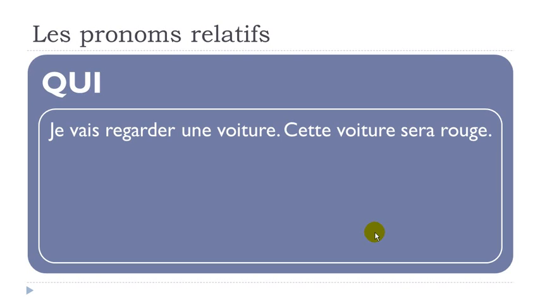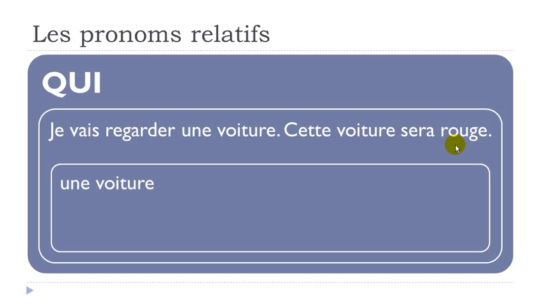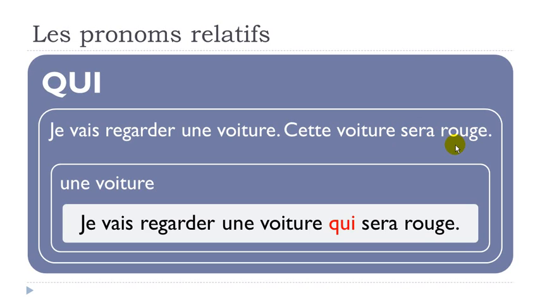Let's put that at the future. So, je vais regarder une voiture. So, I am going to watch une voiture. Okay. Cette voiture sera, so here you've got the real future, what we call futur simple. Okay. So, it's will be, sera rouge. Exactly the same thing. We don't want to repeat une voiture. So, je vais regarder une voiture qui sera rouge. All right, so it's really simple.